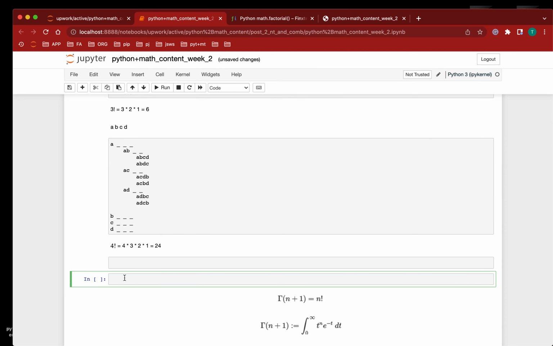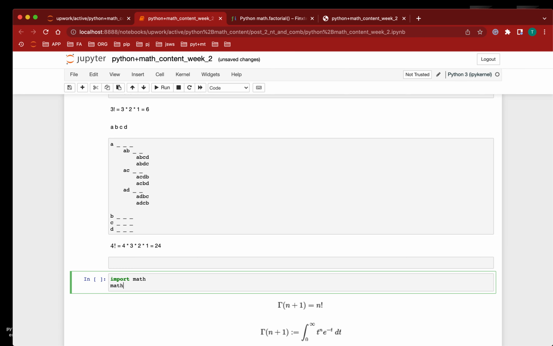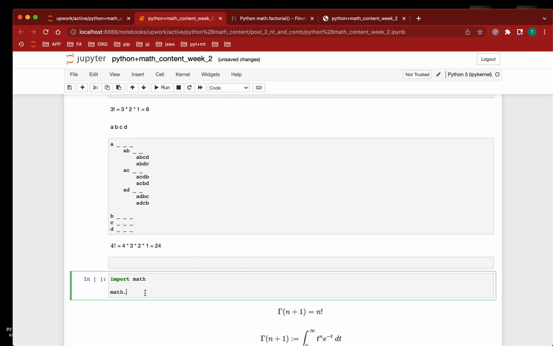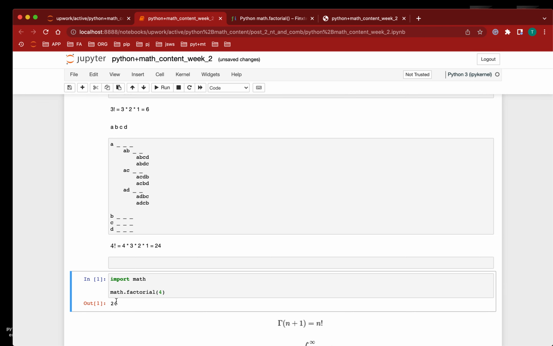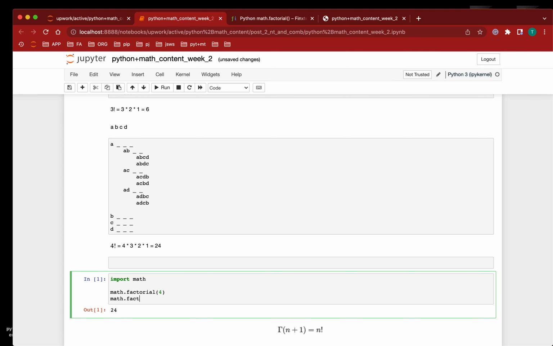And since this is a Python tutorial, we're going to see how this can be implemented in Python, and that is very simple. You first import the math module, and then you just write math.factorial. You can do math.factorial(4), and you get 24. And likewise, factorial 3 is 6.